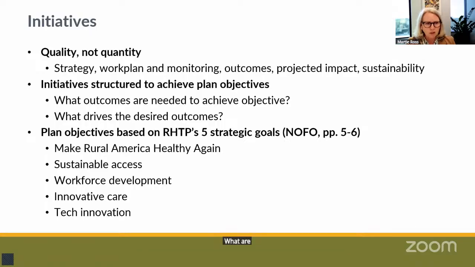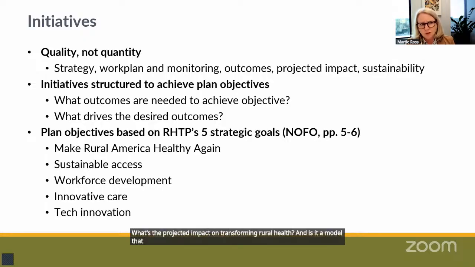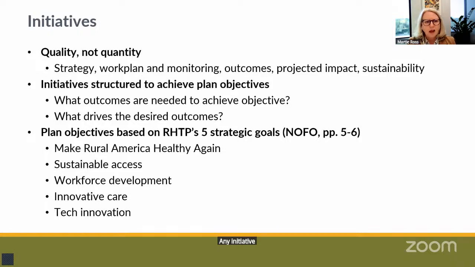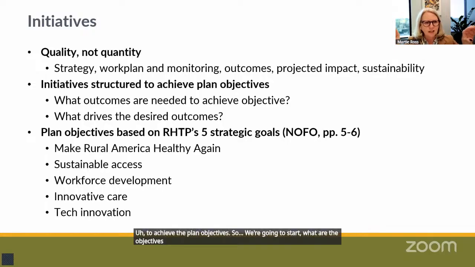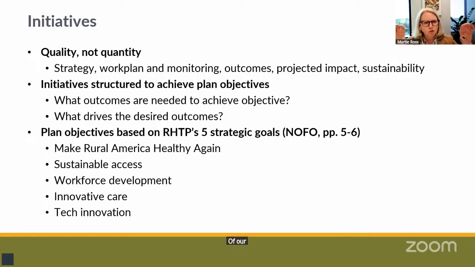What are the outcomes that you believe you can achieve through your initiative? What's the projected impact on transforming rural health? And is it a model that is sustainable? So those will be the 5 criteria we have to evaluate any initiative by. The initiatives should be structured to achieve the plan objectives. So we're going to start with the objectives we place at the top of our plan. What are we trying to accomplish with the plan? As we set those objectives, that's going to drive what the initiatives are.